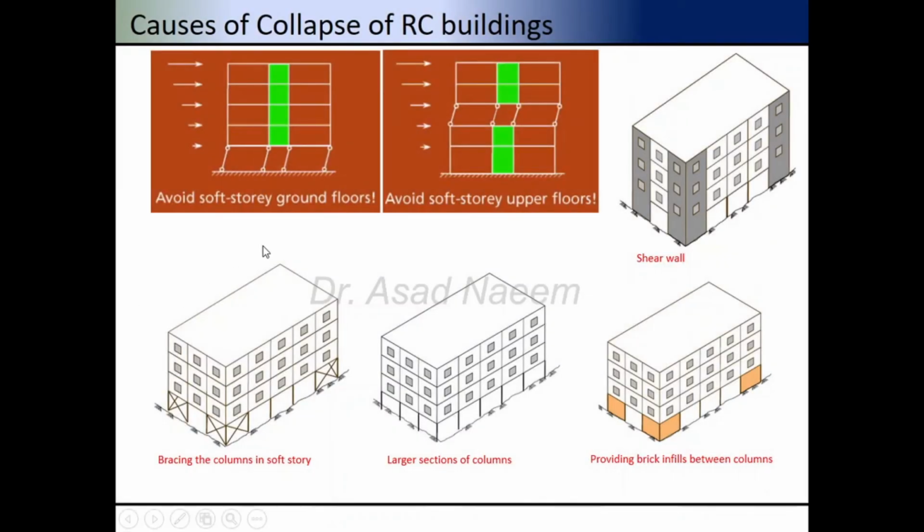To avoid soft story, there are different techniques. Either we should provide proper shear walls, bracing of columns in the soft story, large sections for columns, or provide infill walls between the columns. And we should avoid such kind of soft stories in building structures.